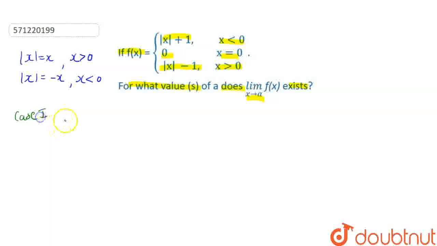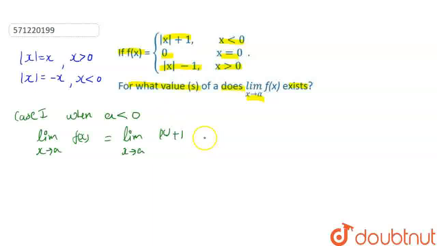Case 1 will be when a is less than 0. So when a is less than 0, limit x tends to a f(x) will be written as limit x tends to a, mod of x plus 1, which is also written as limit x tends to a of minus x plus 1. When we put the limit, this becomes minus a plus 1. So here we can see that this is a polynomial, hence limit exists.